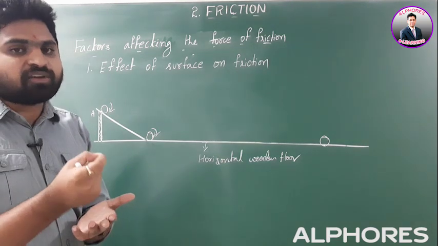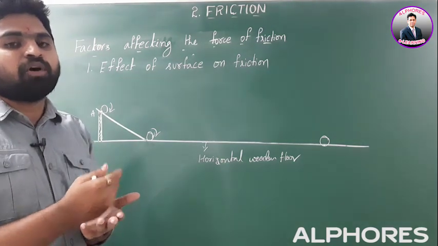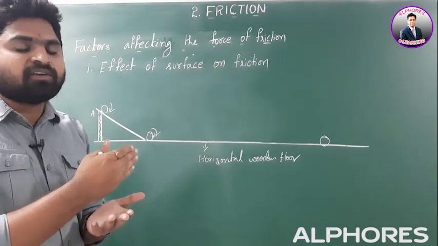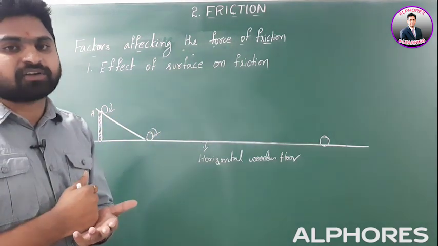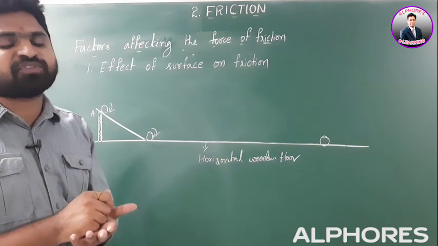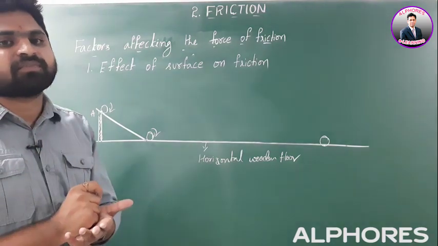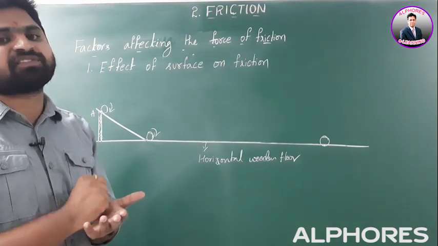It is just because of these ups and downs that the ball may cover a longer distance over the smooth surface and less distance on the rough surface. Over the smooth surface, the irregularities are very few. So the opposing force is less.